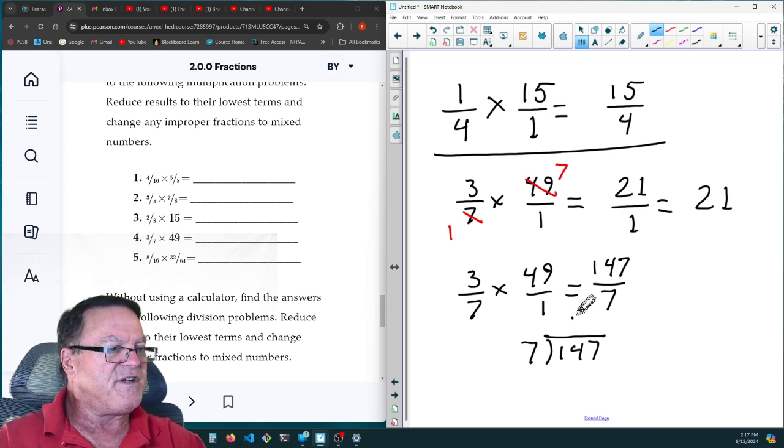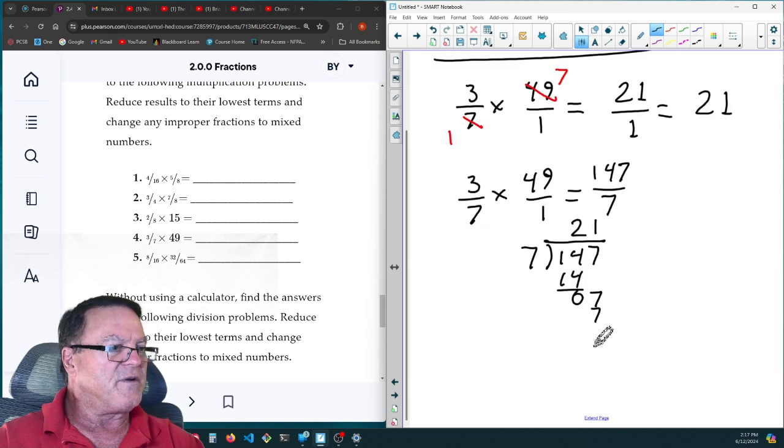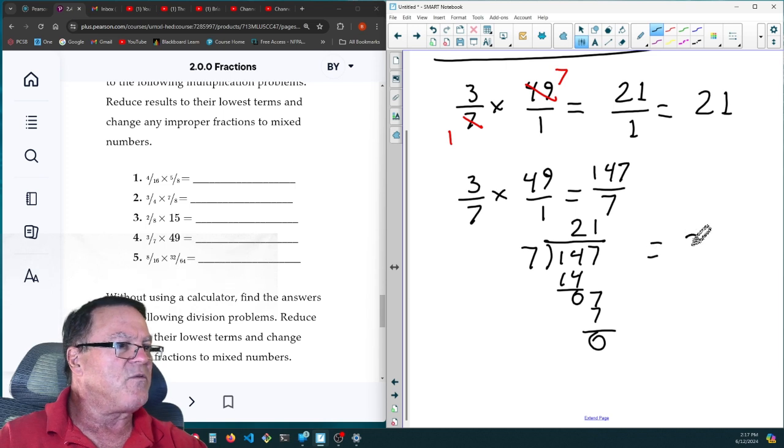7 goes into 14 twice. That equals 14. Bring down the 7. 7 goes into 7 once, evenly. So it equals 0. So my answer is 21.